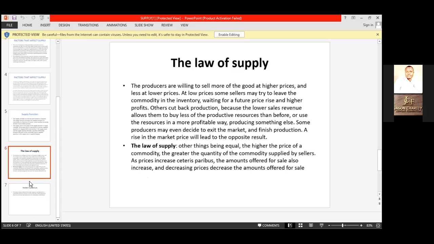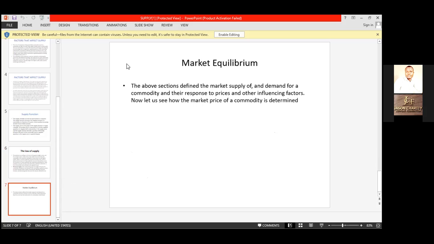So we discussed the concept of supply, what supply is all about. We also talked about the factors that affect supply. Then we moved on to the supply function, and then we ended with the law of supply.